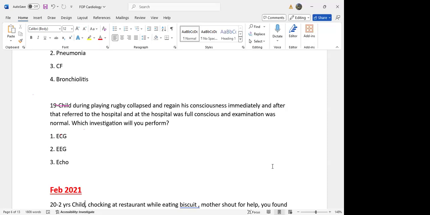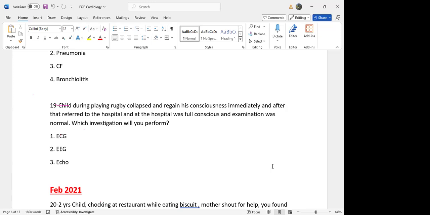After that, he was referred to the hospital, and at the hospital, he was fully conscious, and the examination was normal. Examination being normal means there is no murmur, nothing related to aortic stenosis or something like that. Which investigation will you perform?